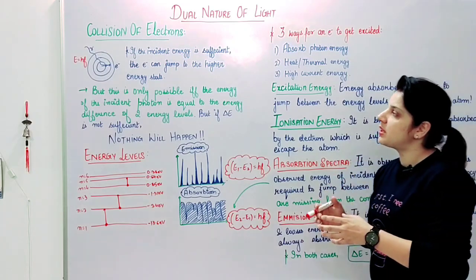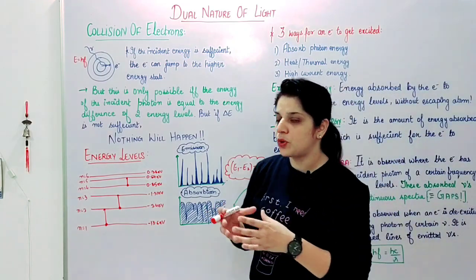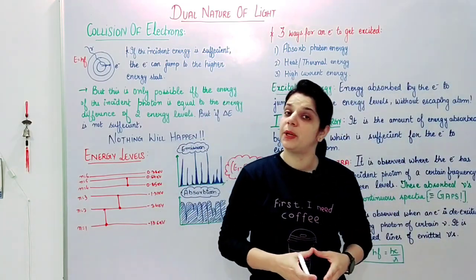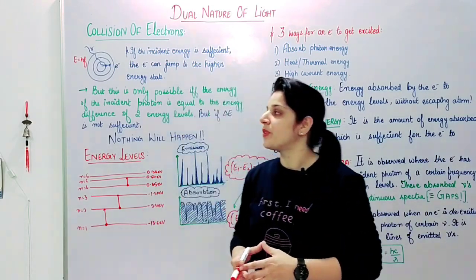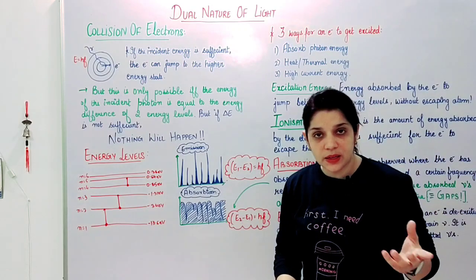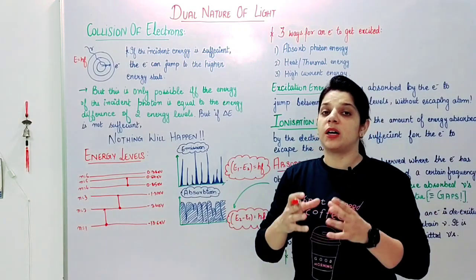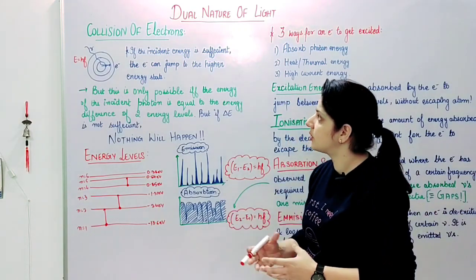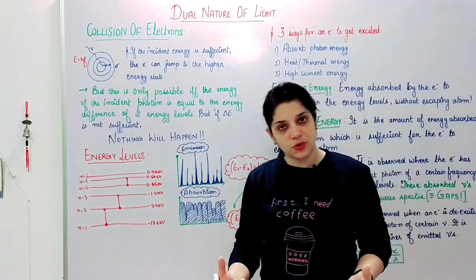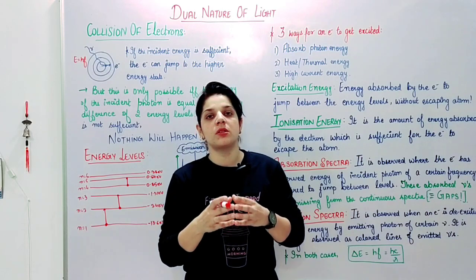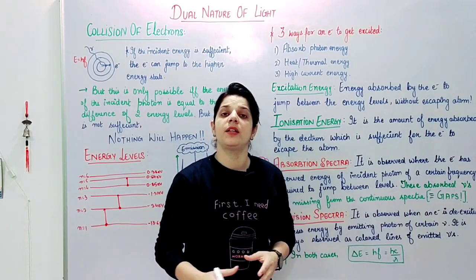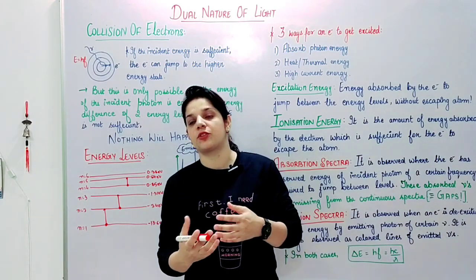Now here, the first thing is collision of electrons. We all know what electrons are. These are elementary particles. We have already talked about how electrons are formed and what the further particles are which constitute electrons. So first thing is we know that electrons exist in the shells of an atom.